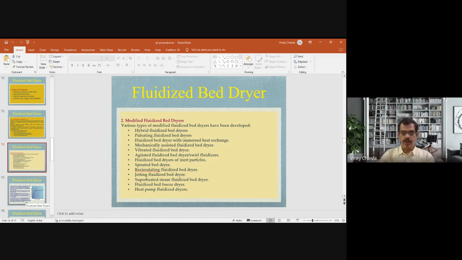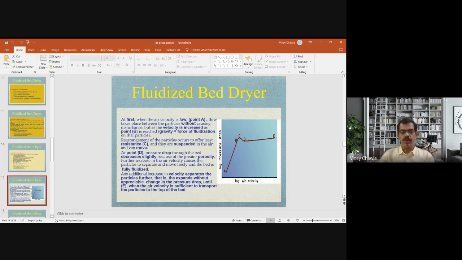So I will not go into details of all these. Rather, this is more important. What is the mechanism of fluidization? First of all, you remember the diagram of the toy that I have shown you in the beginning of the slides. So at first, when air velocity is low, that is this point A in the diagram. Here we are plotting log of air velocity versus the log of pressure drop, delta P.